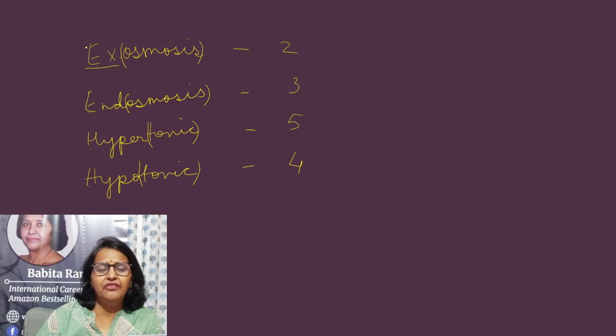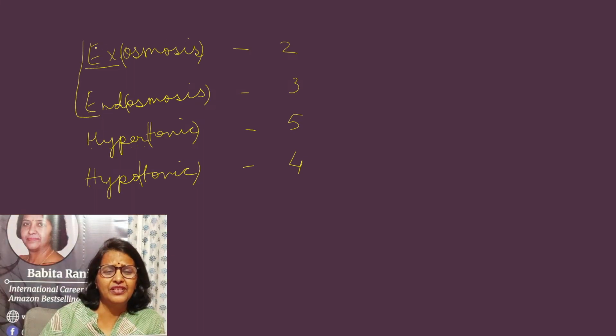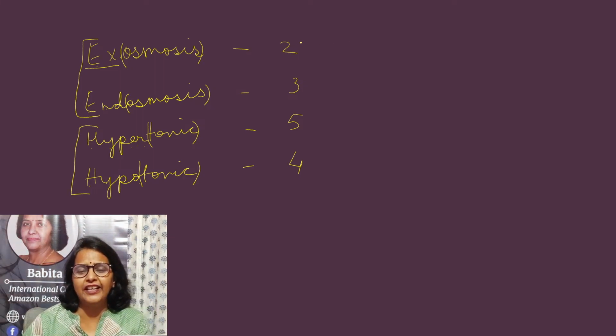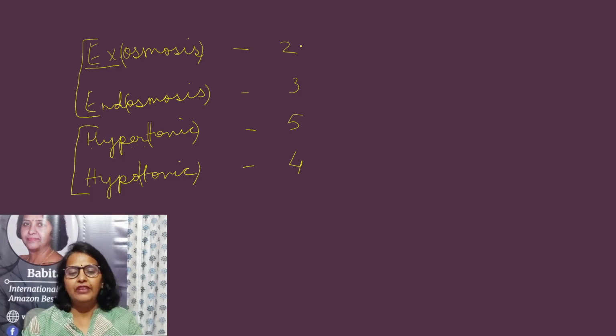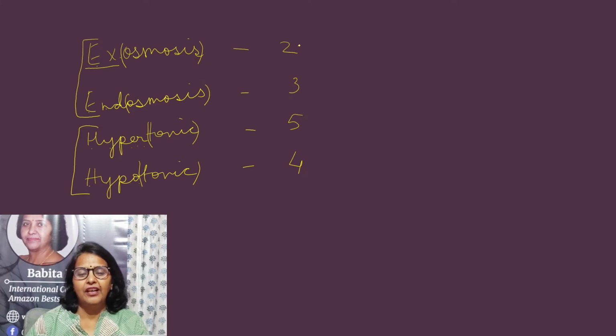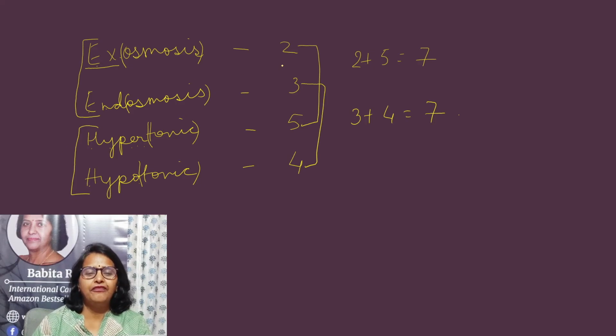And we take one from this combination and one from this combination. And when we take this, what we will do? We will add the numbers and the numbers should be similar. That means 2 plus 5 is equal to 7 and 3 plus 4 is equal to 7. Now, what does it mean? If we have a hypertonic solution, exosmosis will take place.